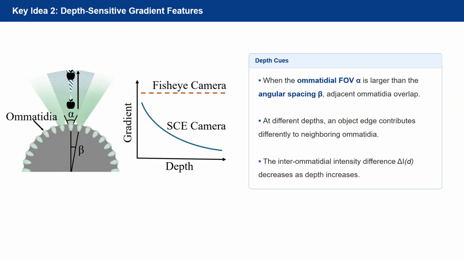The second key idea is a depth-sensitive gradient feature. When the ommatidial field of view, alpha, is larger than the angular spacing, beta, adjacent ommatidia observe overlapping regions. Around object edges, this overlap changes the intensity difference between neighboring ommatidia. As depth increases, the inter-ommatidial intensity difference, denoted delta I of d, decreases. This provides a depth cue that is specific to the SCE imaging geometry.